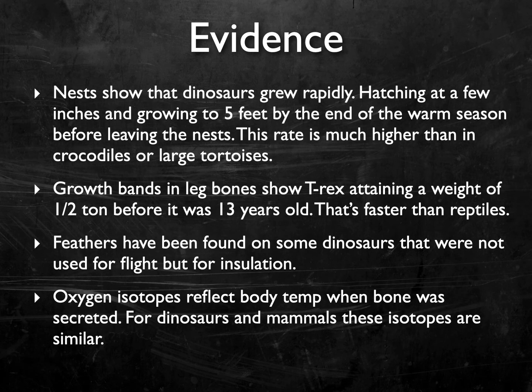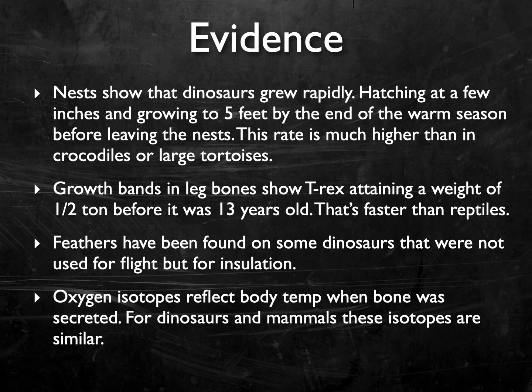When we look at dinosaur nests, they show that dinosaurs were growing really rapidly. They might have hatched at a few inches, and then they would grow up to like 5 feet by the end of the summer. They'd get very large. To grow that fast, that's an endothermic thing. Things like crocodiles and even big tortoises that we might compare as reptiles, they don't grow as fast as that. So definitely seems like there's a faster metabolism going on here.